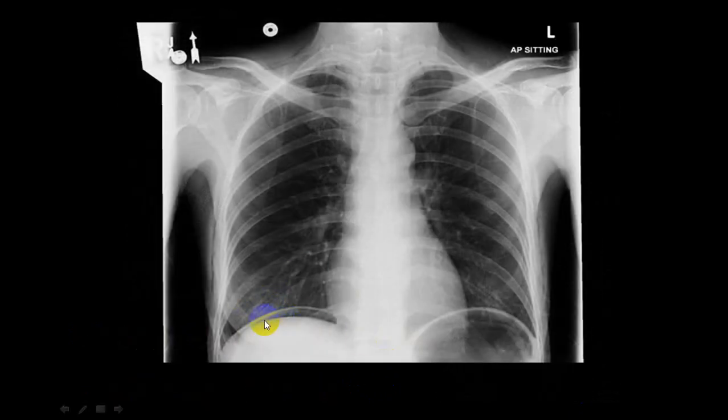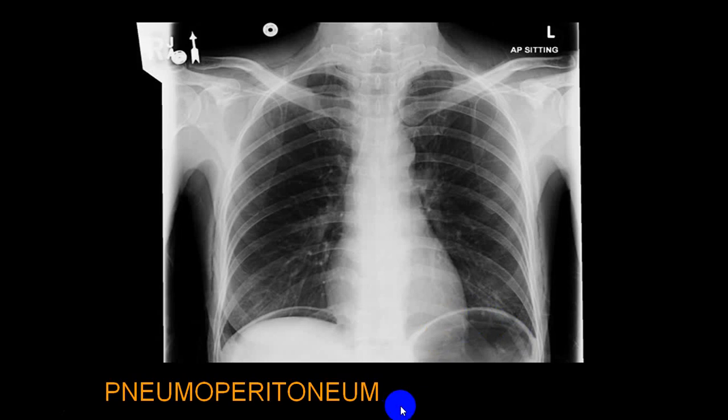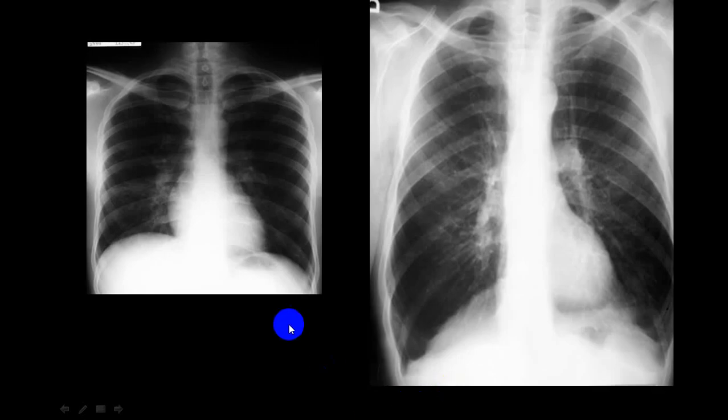You can see there is a free gas under the diaphragm, pneumoperitoneum. You can see there is a gas above the fundus shadow, pneumoperitoneum. Now if you look here, in this particular image, you can see clearly the right dome of diaphragm, left dome of diaphragm, gastric bubble, cardiophrenic angle is seen, costophrenic angle is seen, no shift of trachea, bilaterally lung markings or bronchovascular markings are clear.